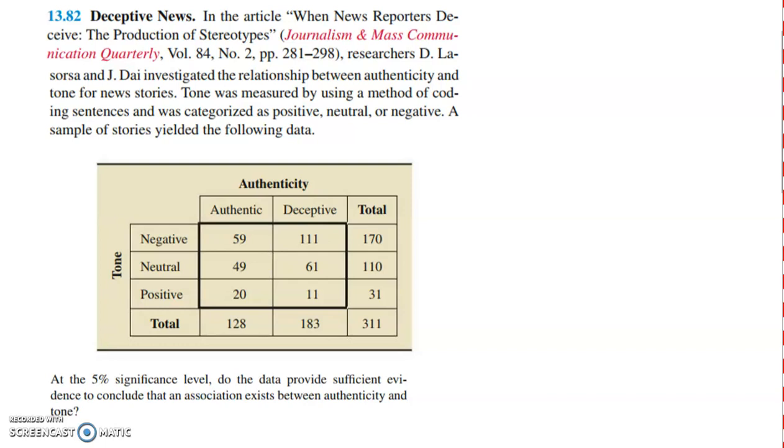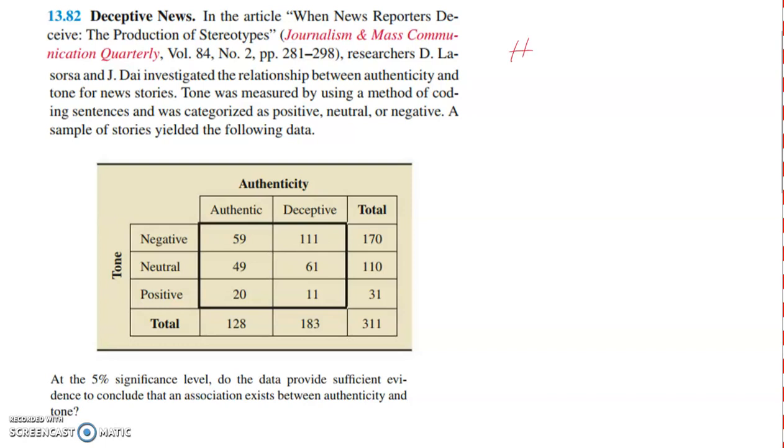We have 311 news stories that were either determined as authentic or deceptive. And then the tone was measured for each of these news stories. The tone was either negative, neutral, or positive. So the question is, at the 5% significance level, do the data provide sufficient evidence to conclude that an association exists between authenticity and tone?